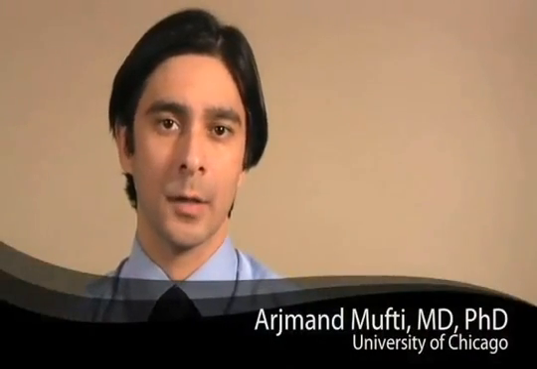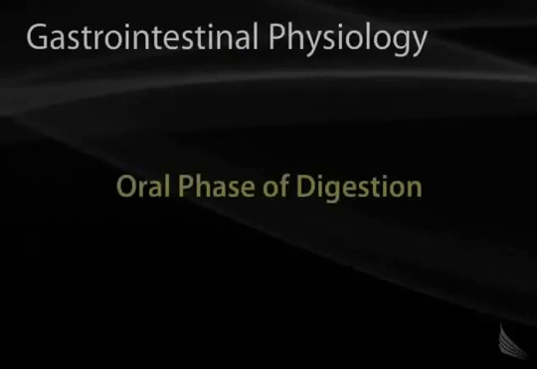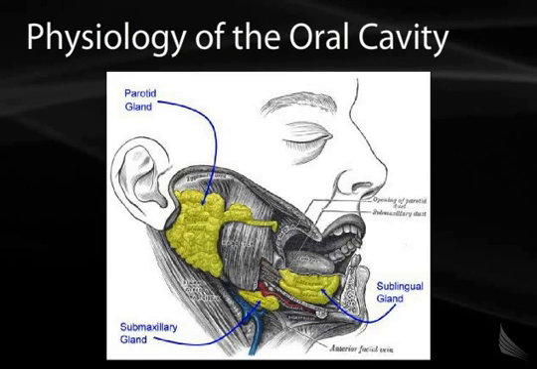In section 2, we will look at the importance of the oral phase of digestion, which is comprised of secretion of saliva, mastication, and swallowing. In the second module of GI physiology, we'll be talking about the oral phase of digestion. First of all, it's important to have a good understanding of the physiology of the oral cavity.